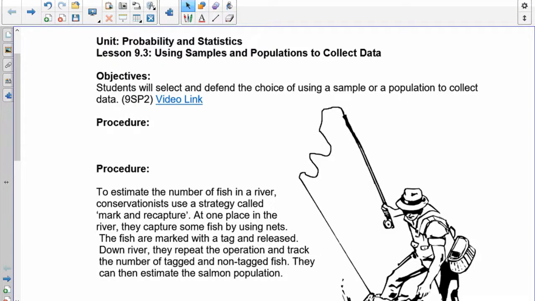Welcome grade 9s. Today we're going to talk about our third lesson in probability and statistics, and this is the difference between samples and populations and when to do a census and when to do a sample.